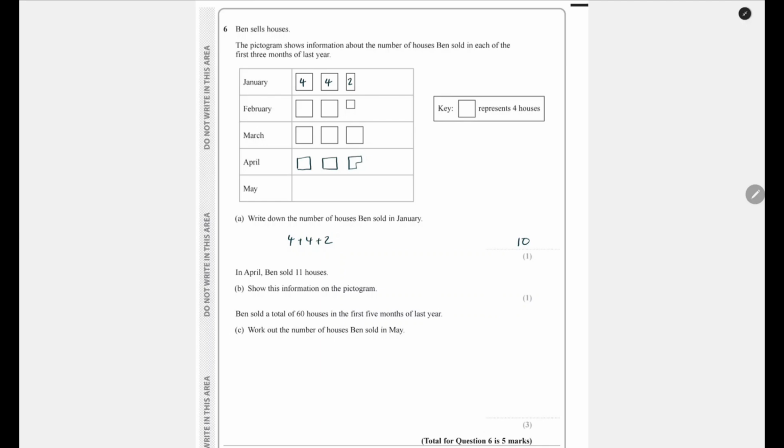Ben sold a total of 60 houses in the first 5 months of last year. Work out the number of houses Ben sold in May. So it's going to be the total, which is 60, minus how much he sold in January, February, March, and April. So in January, we've worked out that's 10. In February, it's 4 plus 4 plus 1. So that's 9. In March, that's 4 plus 4 plus 4, which is 12. In April, we know it's 11. So it's 60 minus 10 minus 9 minus 12 minus 11, and that is equal to 18. So Ben sold 18 houses in May.